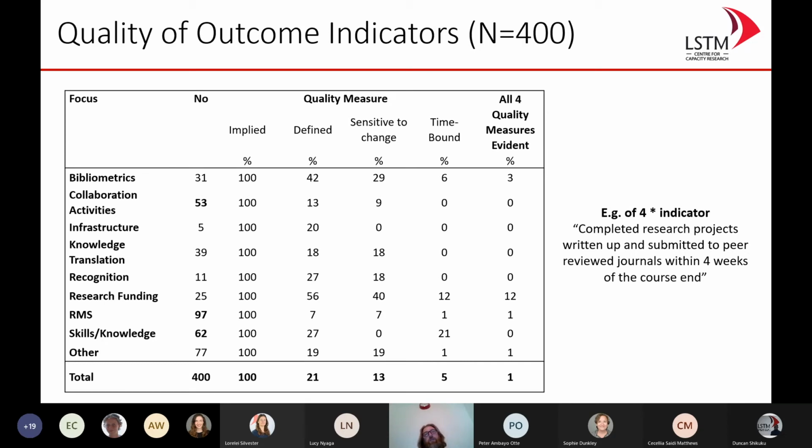But as you can see from this table, very few of them met the quality or SMART criteria that we applied to them. In fact, I think only 1% of the total met those criteria, and even those indicators were somewhat limited. There's an example of one indicator here that met all 4 of our criteria: completed research projects written up and submitted to peer-reviewed journals within 4 weeks of the course end. So the take-home message from this is that there are a number of indicators already out there that you can draw on, but perhaps they're not so great.